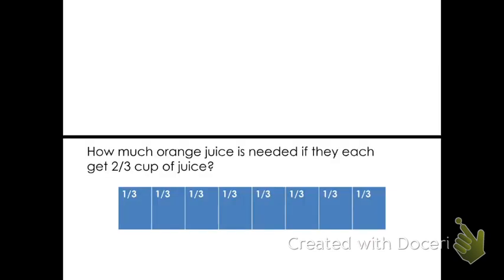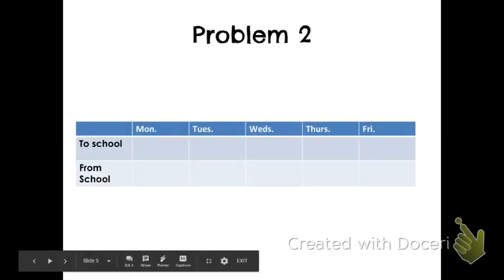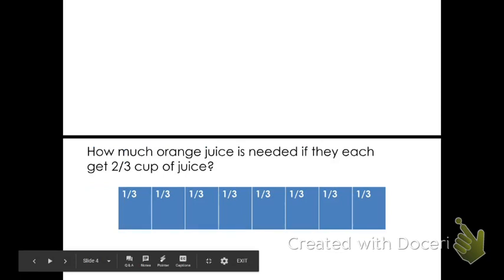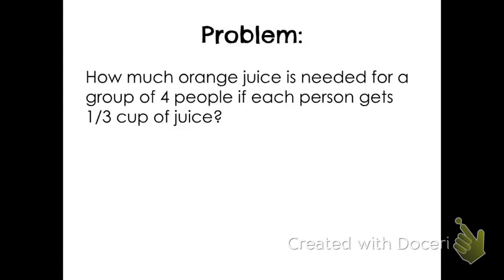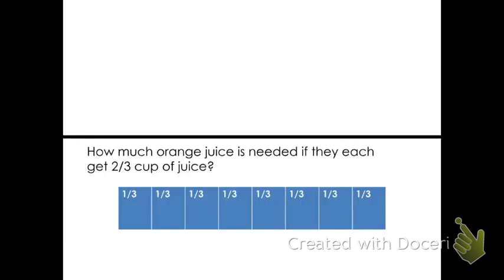Next thing we're going to look at is thinking about what would happen if we looked at how much orange juice is needed if they each get 2/3 of juice. So they're going to end up having 2 times as much as they did originally. So again, on this one, let's include drawing a visual. So I have 4 girls, or 4 people, not necessarily girls, 4 people that are each getting 2/3.